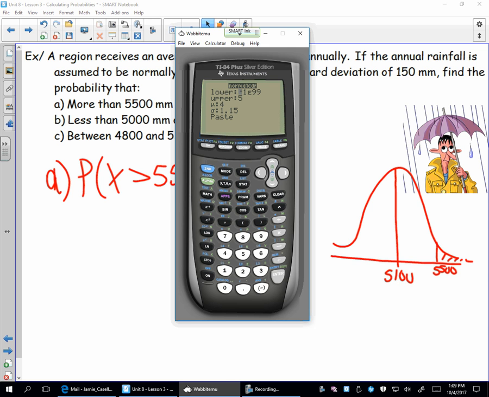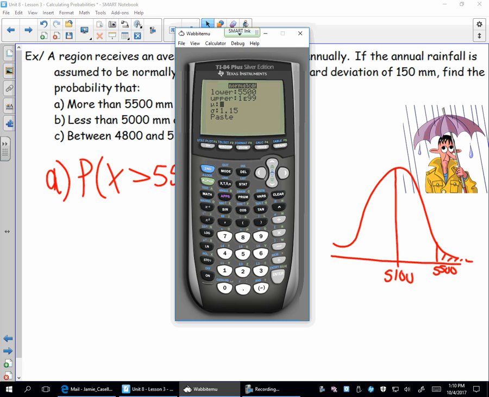The way we're going to show that is start at a lower of 5,500, and then for our upper, we have to put in the biggest number the calculator could possibly think of, which in this case is 1, and then E, using the second comma. You see how it has a little E right here? We're going to use that, then 99. It's the biggest possible number the calculator can think of, the highest upper bound.